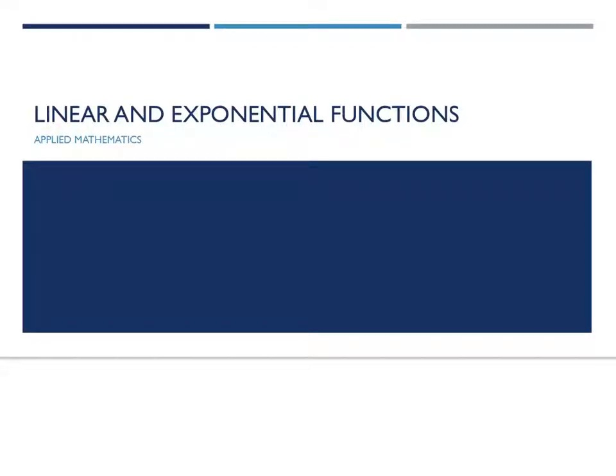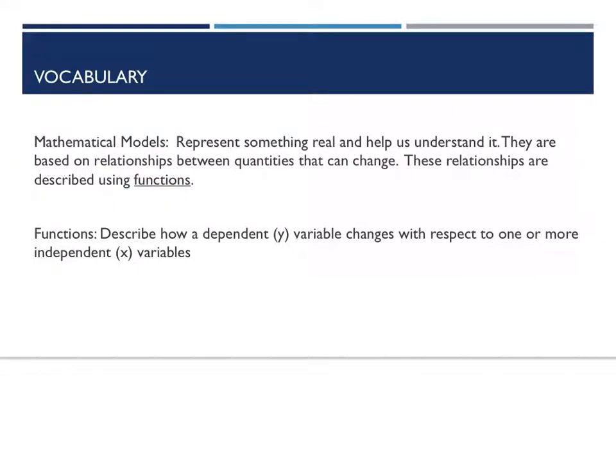Our last unit has to do with linear and exponential functions. Just a few definitions and not really a whole lot to worry about here with the final looming. You want to be able to tell that the dependent variable is your y and the independent variable is your x.